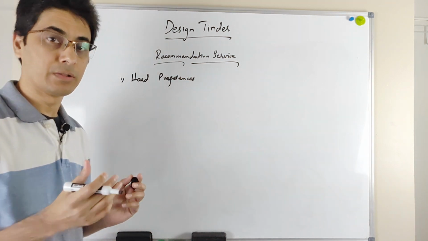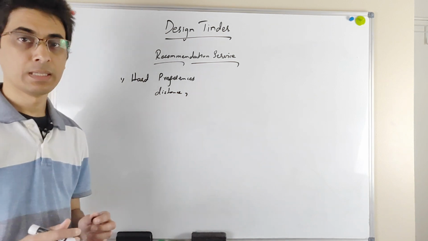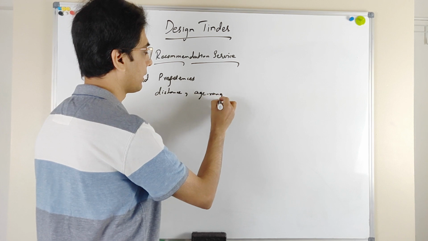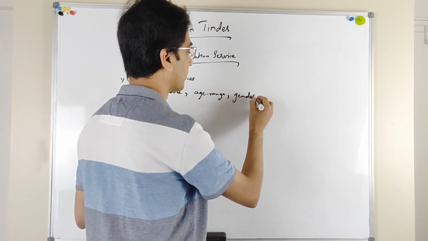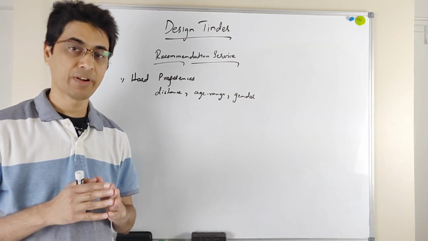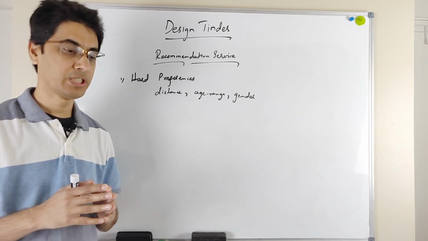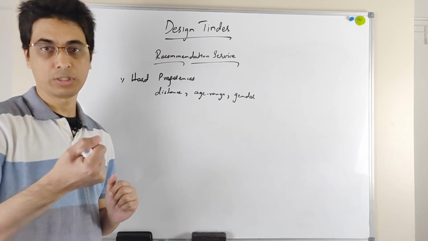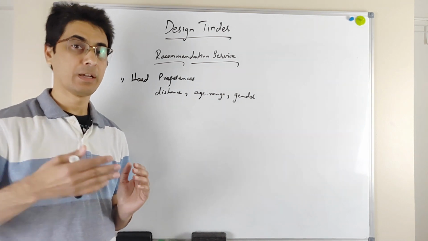These hard preferences include the distance from the user, the age range, the gender orientation. These preferences are called hard preferences because if the user has specified that I would like to get the profiles of other users which are within the 50 miles radius, then the service should not show the user profiles of the users which are more than 50 miles away from the user.